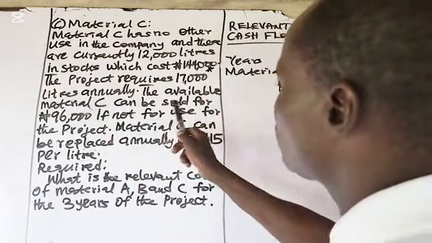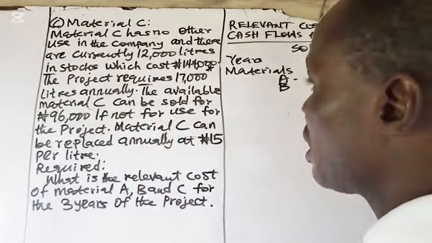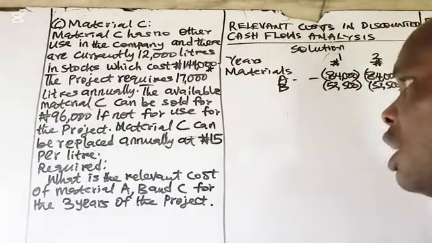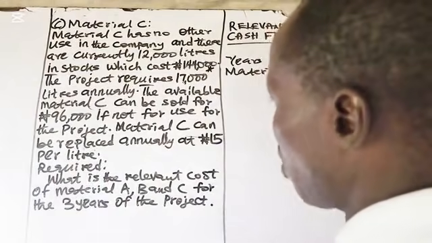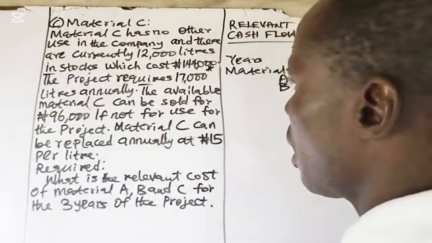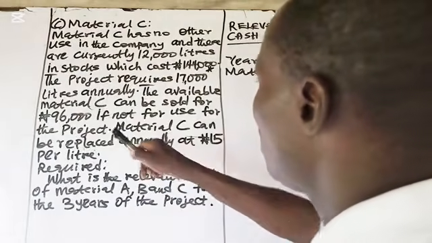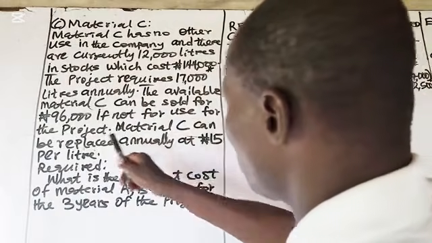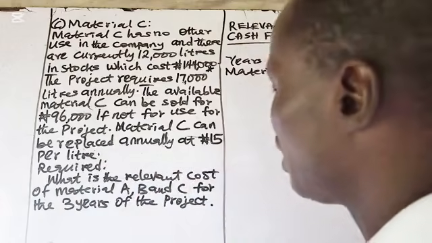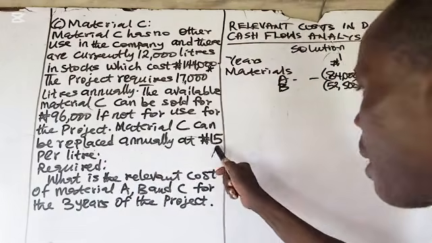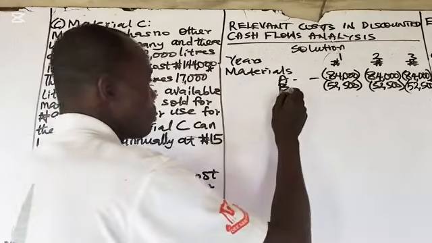The available material C can be sold for 96,000. I've told you that where the materials are not being used regularly, the relevant cost is the higher of net realizable value or the disposal value and the loss contribution from alternative use of the material. If not for use for the project, material C can be replaced annually at 15 naira per litre. So this is the current replacement price, which is the current market price.